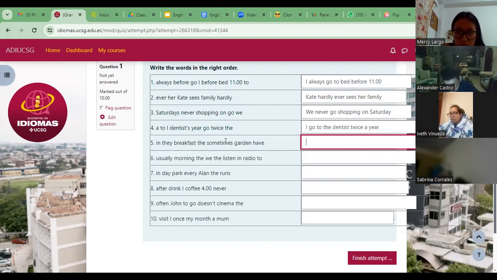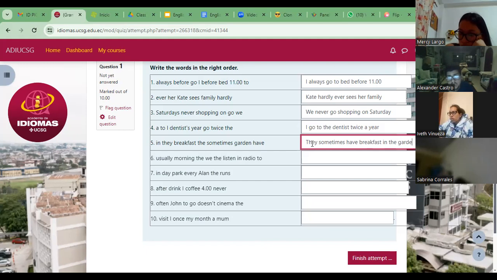In day breakfast, they sometimes garden have. What is always first? Always. Es lo que va primerito. The personal pronoun, right? The subject. Sometimes. They. Sometimes. They sometimes. What do they do? Garden have in the breakfast. Have breakfast where? In the garden. In the garden. So they sometimes have breakfast in the garden.